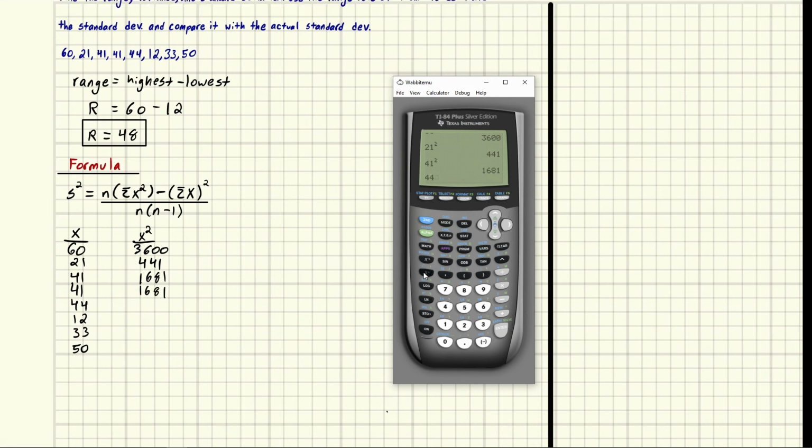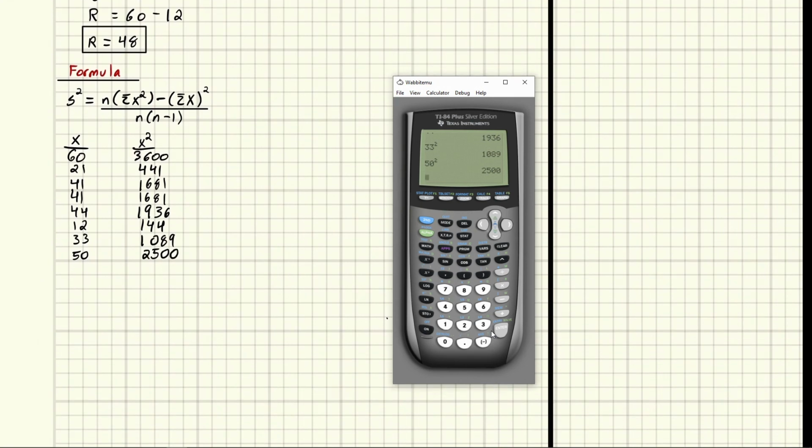44 squared gives us 1936. 12 squared is 144. That's a freebie. 33 squared is 1089. And 50 squared should be 25. I'm writing the answer instead of the square. 50 squared, just to verify, is 2500. I always will put it in the calculator just because it's super easy to make a silly mistake, and I really don't want to be guilty of any silly mistakes.